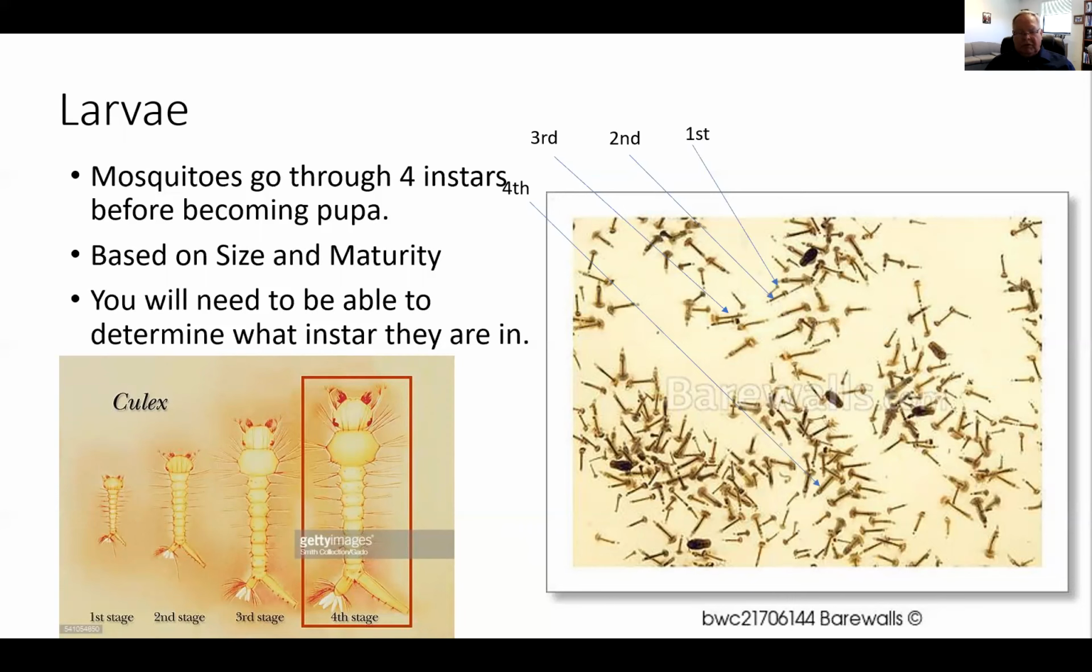So part of what you'll do is you will collect and tell us whether it's first or second or third or fourth instar as you fill out your reports. The pupa then is there at the bottom. It looks like a little tumbler. That would be then the final one that you would be putting in as a choice.